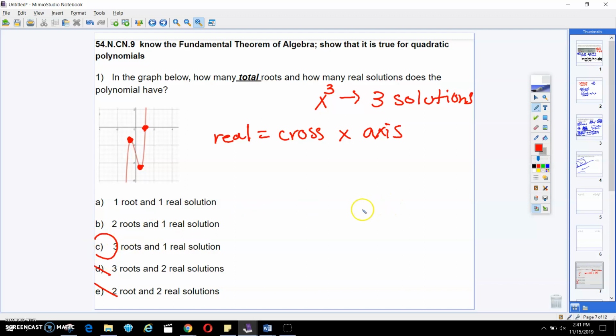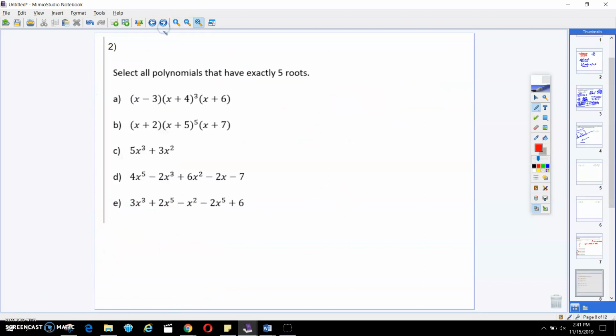Boom. That is literally the fundamental theorem of algebra. Okay? All right, so let's try the next one.